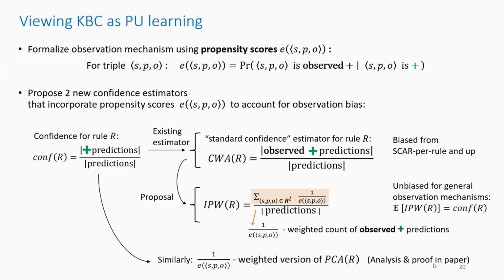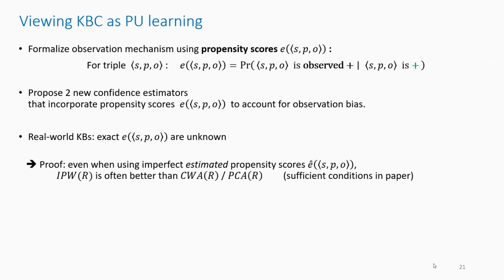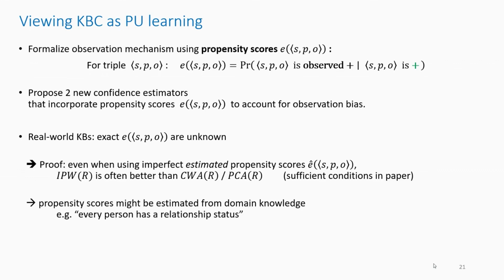So now you might think, in real-world knowledge bases, these propensity scores are unknown, so you have just moved the problem. However, we prove in our paper that even when we use imperfect estimated propensity scores, the inverse propensity weighted confidence is often better than CWA or PCA-based confidences. Thus, this means that the propensity scores might be estimated from domain knowledge. So, in our previous example about the English Wikipedia, we know that every person has a relationship status by definition, so we might be able to use this to estimate propensity scores.